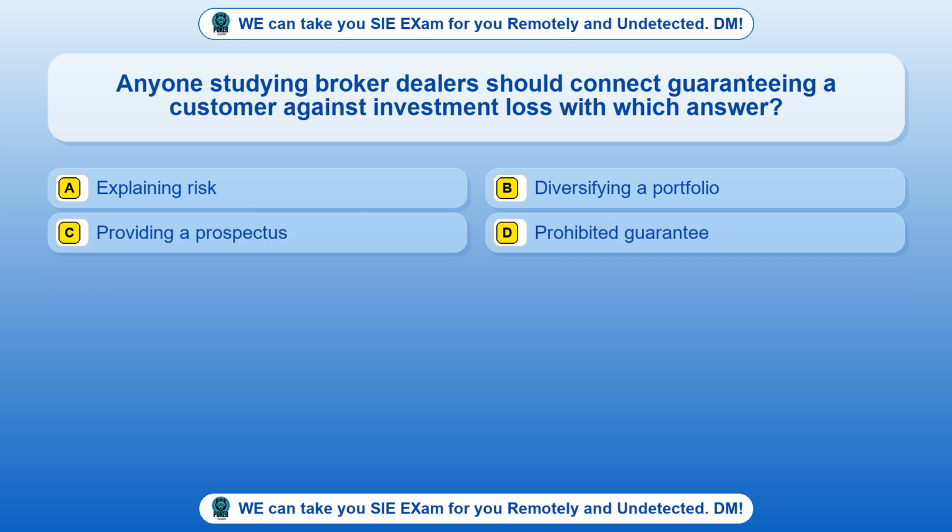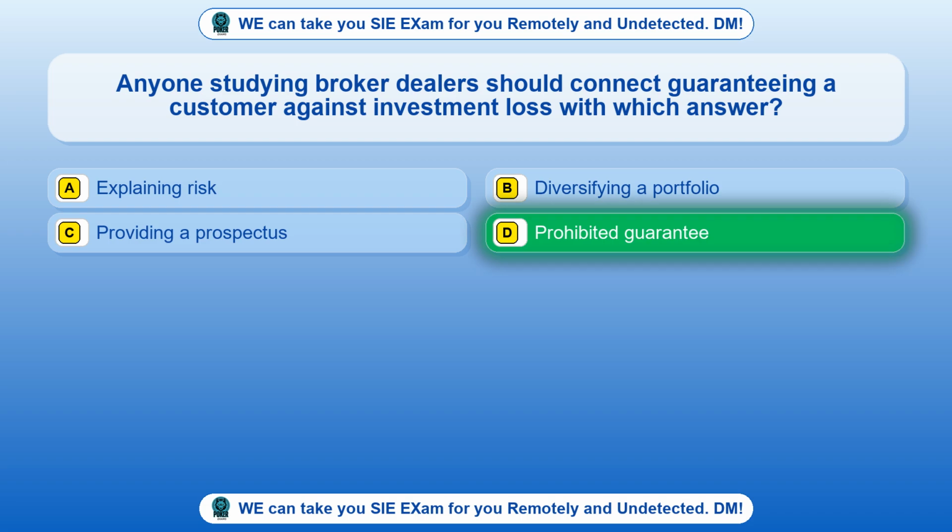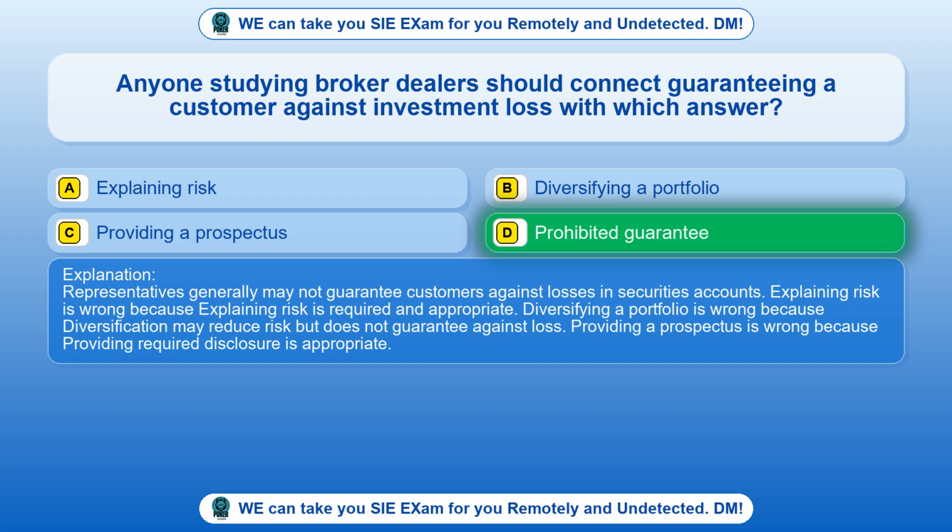Question 48. Anyone studying broker-dealers should connect guaranteeing a customer against investment loss with which answer? Option A, explaining risk. Option B, diversifying a portfolio. Option C, providing a prospectus. Option D, prohibited guarantee. The correct answer is option D, prohibited guarantee. Representatives generally may not guarantee customers against losses in securities accounts. Explaining risk is wrong because explaining risk is required and appropriate. Diversifying a portfolio is wrong because diversification may reduce risk but does not guarantee against loss. Providing a prospectus is wrong because providing required disclosure is appropriate.